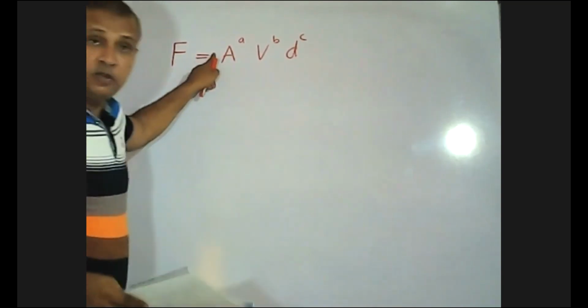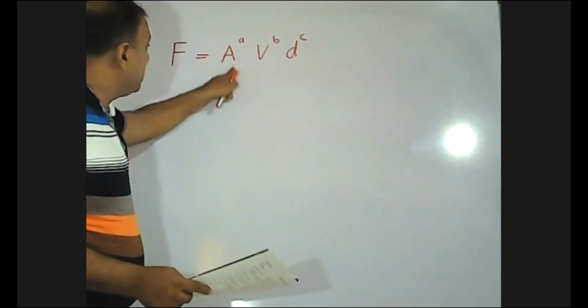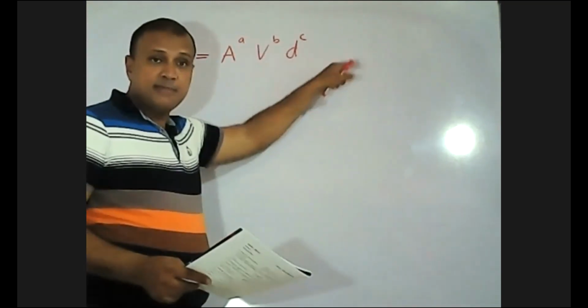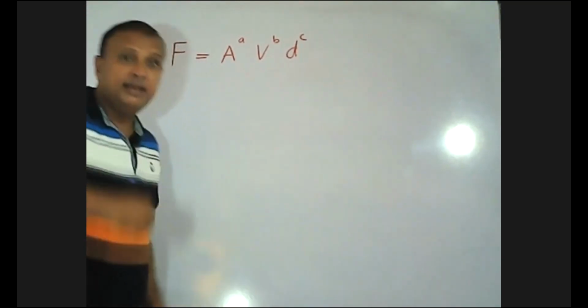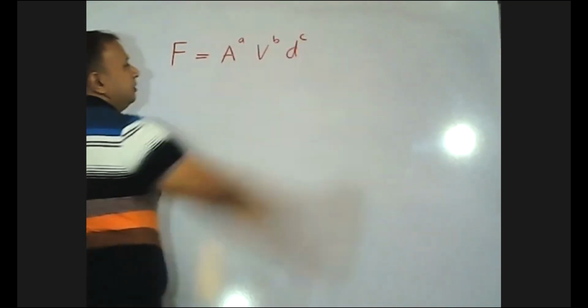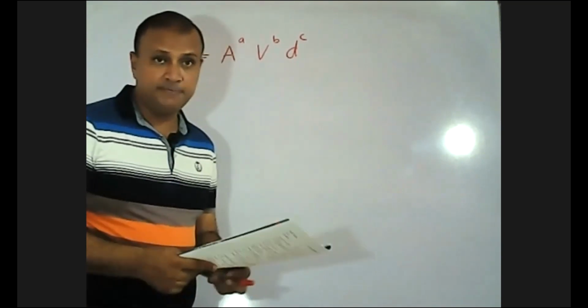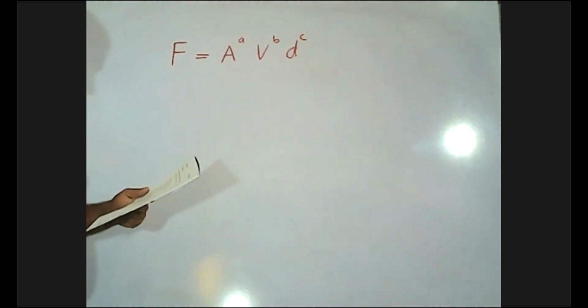As the proportionality constant is equal to 1, I can write F is equal to A to the power a, V to the power b, and D to the power c. Then the next step is substituting dimensional formulas for each physical quantity. Dimensional formula, substitute that one.